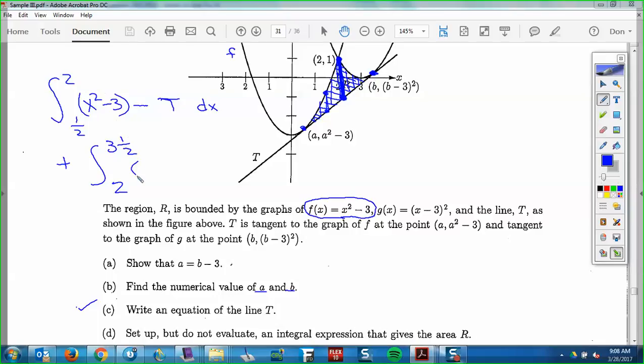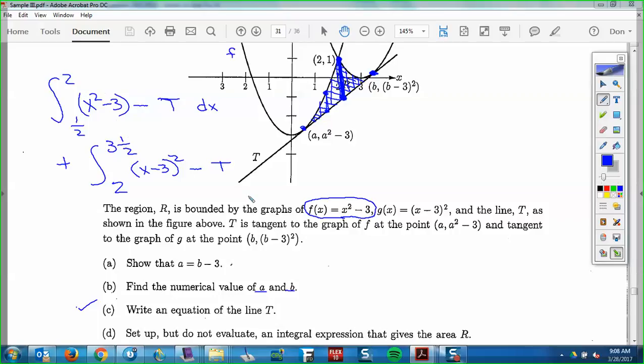Now it's g of x, which is x minus 3 quantity squared, minus the bottom curve is the line, okay, that's t, you got to find t, tangent line, okay. But then it says do not evaluate because it's no calculator. They do this often, where they give you a problem like this, and then it's a no calculator one.